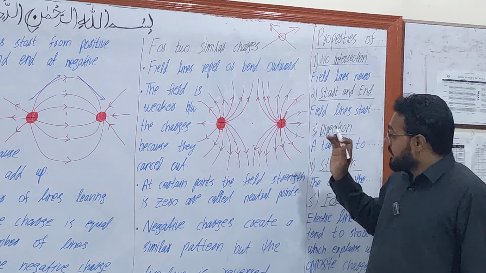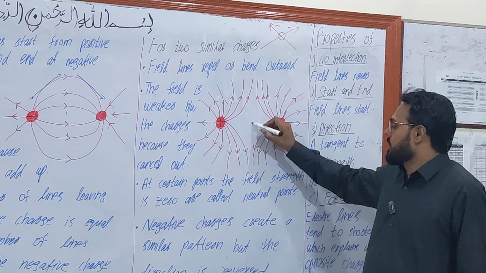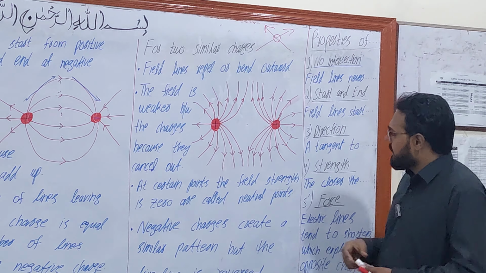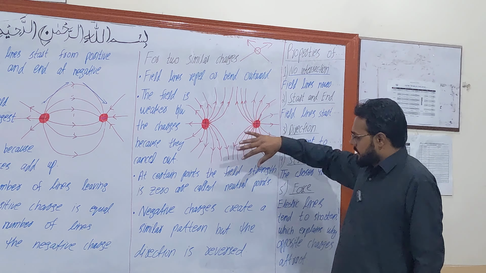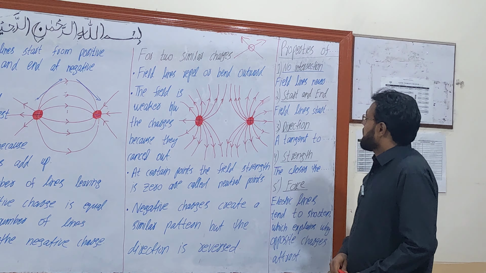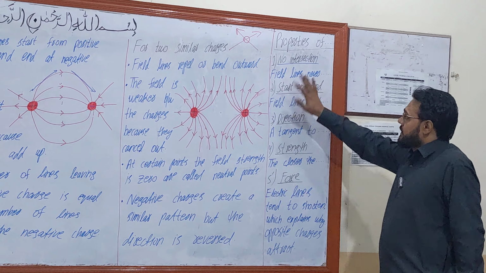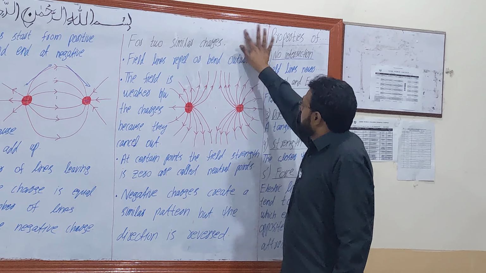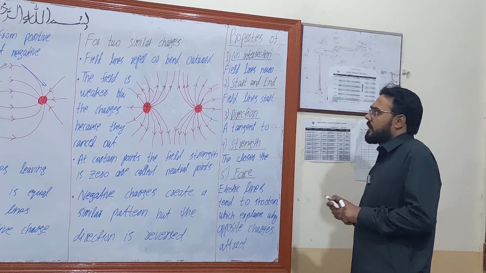And at the center, the field is almost zero, and this point is known as the neutral point. For negative charges, the pattern is the same, but the direction of the arrow will be opposite. Some properties of the field lines: no intersection means the field lines never intersect each other. Intersect means they never cross each other.